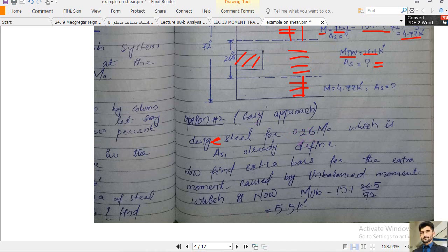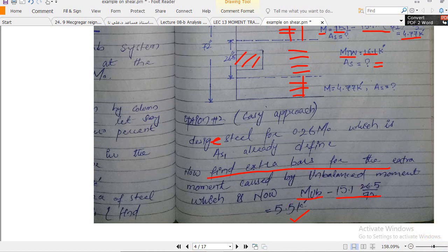Now after that you have to find out the steel reinforcement for the moment transfer. So then what you have to do, you need to find extra bars for the extra moment caused by the unbalanced moment. So you just simply subtract this fraction of moment from the MUB, which is 5.5 feet. So you need to find, remember, this is very important to understand.